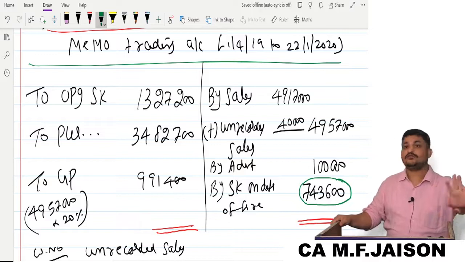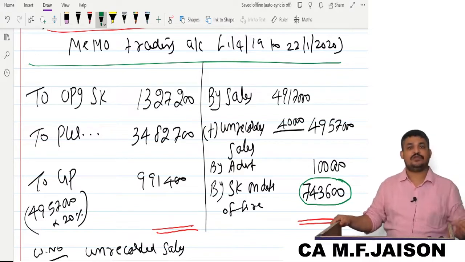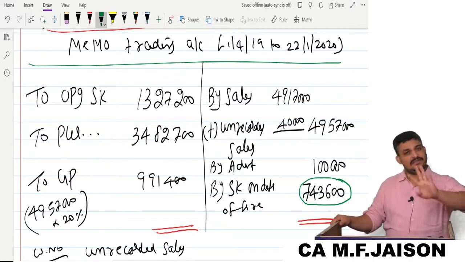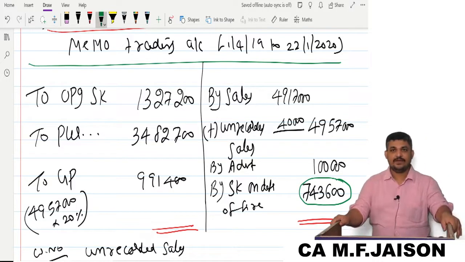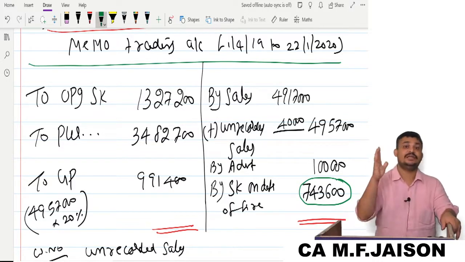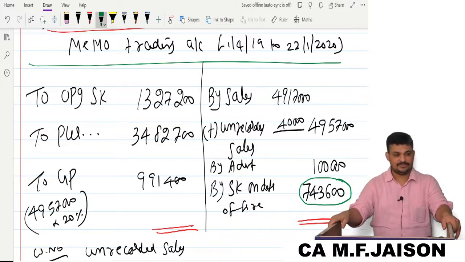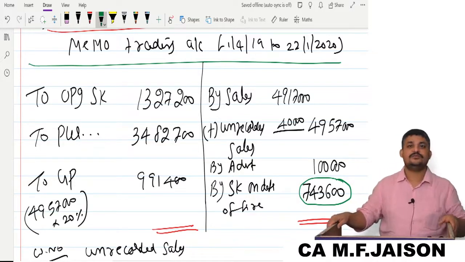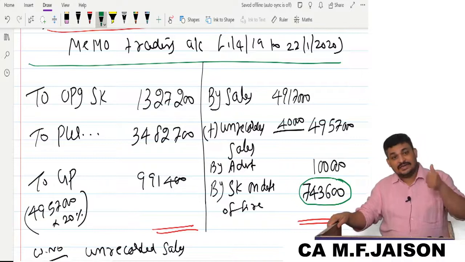Suppose a mistake is there also, no problem. If you complete the solution, out of 8 marks, still 4 marks, 5 marks you will get. But you should have the intention to complete it even though you don't know a particular adjustment.